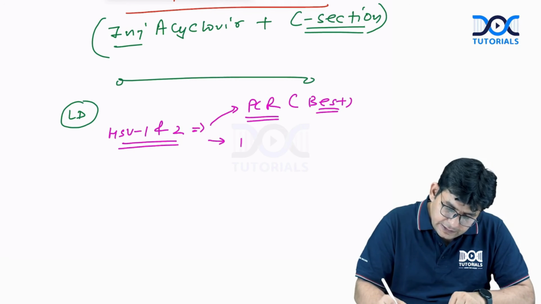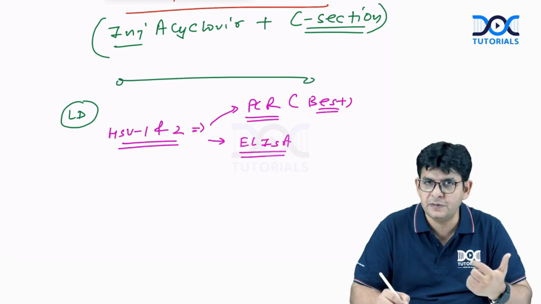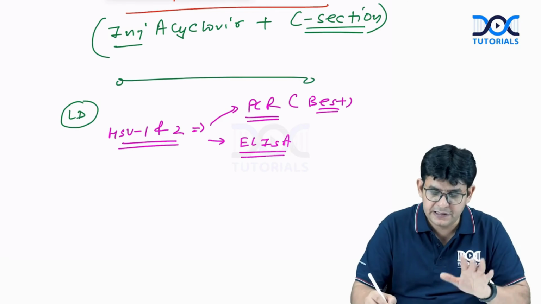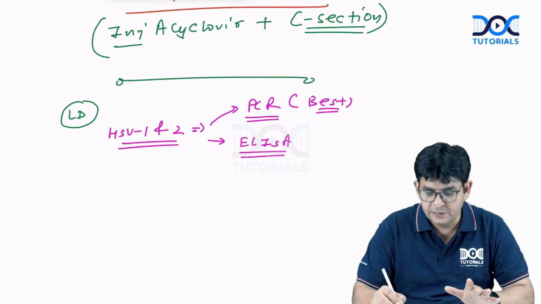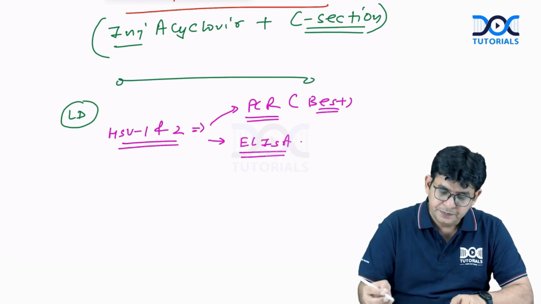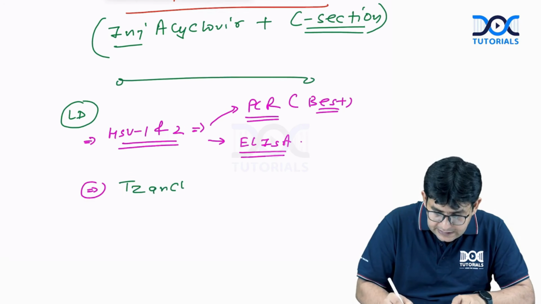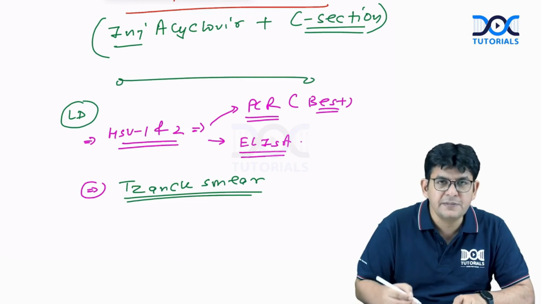Other than that, you can go for ELISA. And for all of these, the same story is there: ELISA for HSV1 and 2, or PCR. But PCR is said to be the best for the diagnosis of HSV1 and 2. Other than this, another important test is the Tzanck smear.